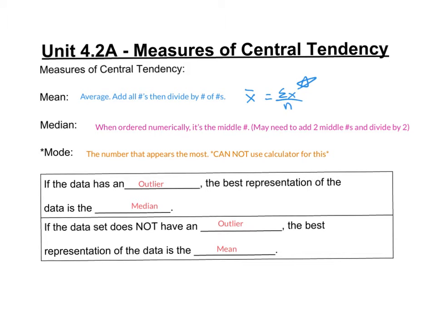Hello class, welcome to 4.2a, Measures of Central Tendency. Measures of central tendency, there's three different ones we look at. That would be your mean, median, and mode.